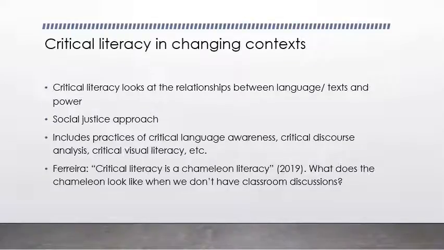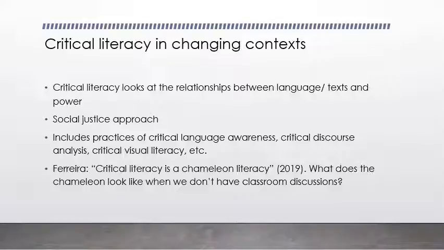Critical literacy is a field that is very aware of context and is responsive to contexts. So thinking about it in a new context is quite interesting, this emergency remote teaching context. What critical literacy is essentially is a study of the relationship between language or texts and power within different contexts. So critical literacy takes a social justice approach.